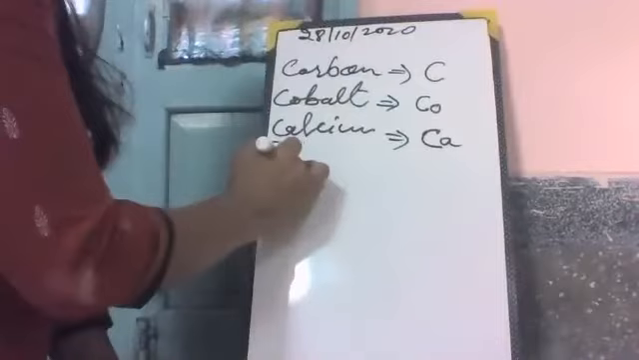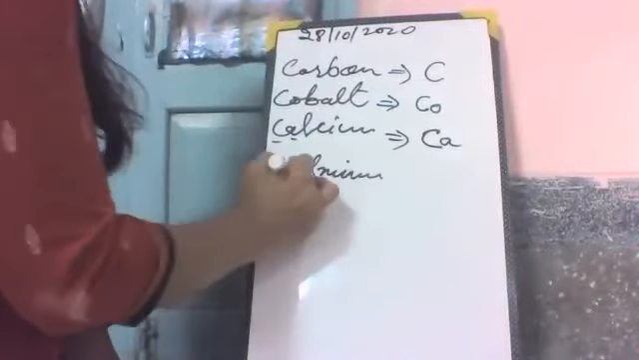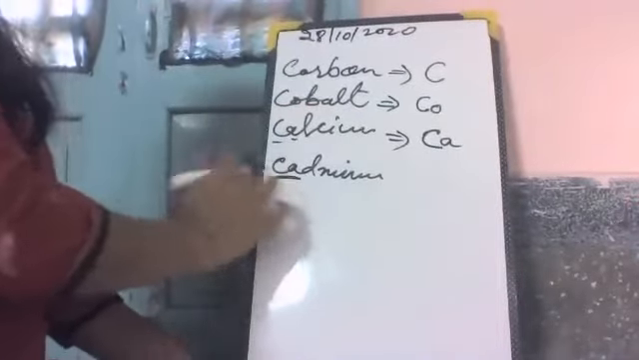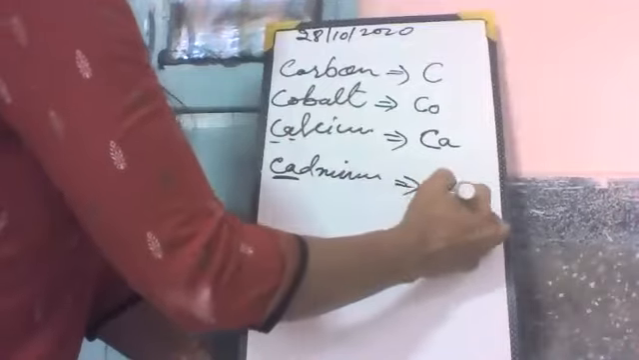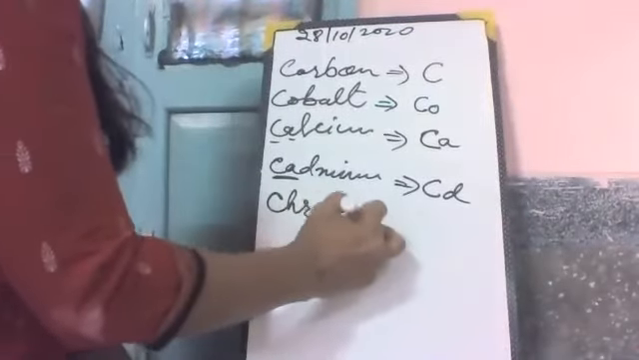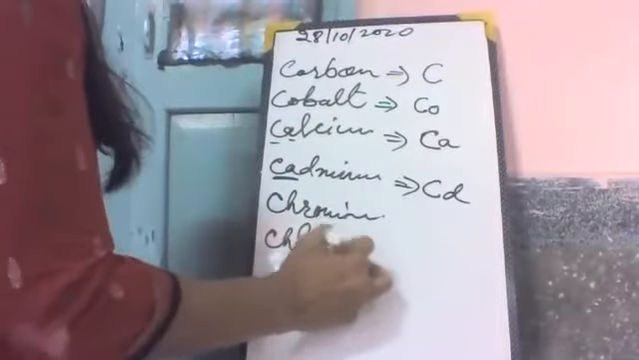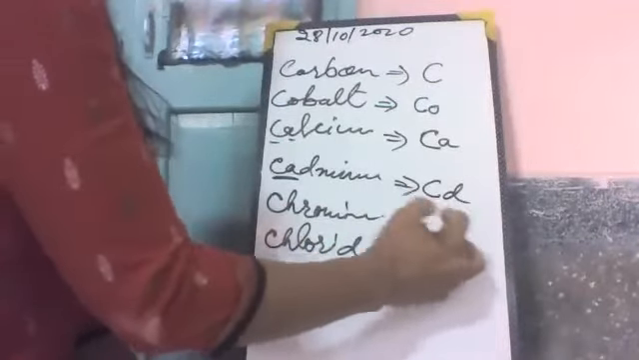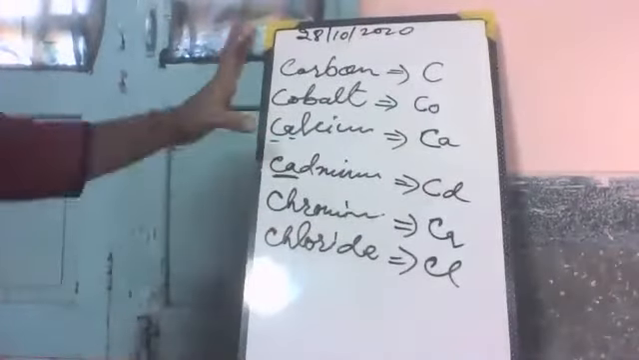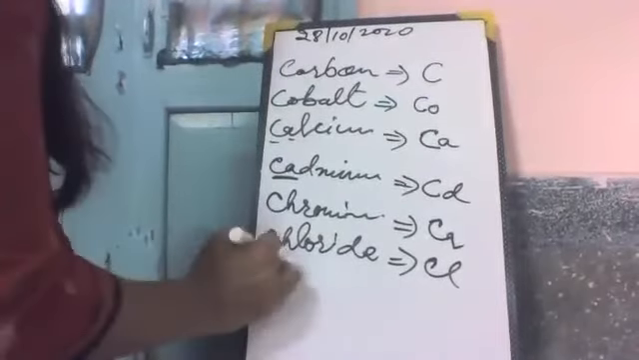Cadmium. Here Ca is already given for calcium, so we cannot use Ca for cadmium. Here we use Cd for cadmium. Chromium, same. For chromium it is Cr. For chlorine it is Cl. These are the symbols of names starting with C only.